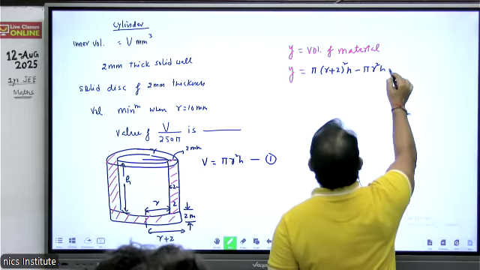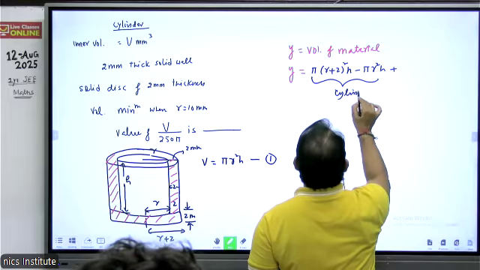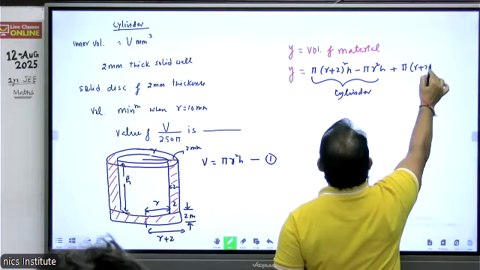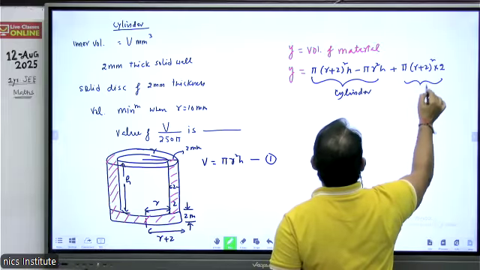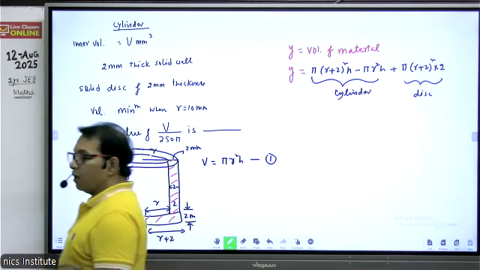Disk is also in the form of a cylinder only. So it will be pi, r is r plus 2, into h. What is h? h is 2. This is for the disk, the volume of the disk. If you have any doubt, ask me till here.